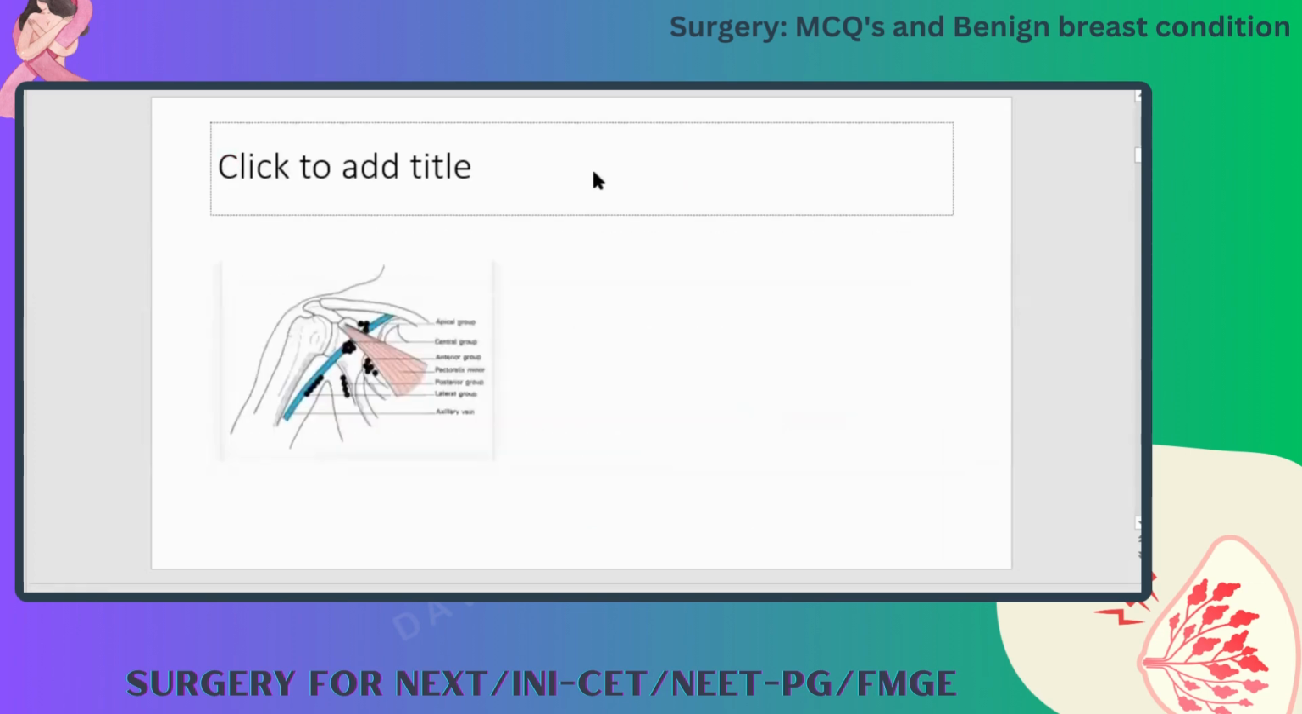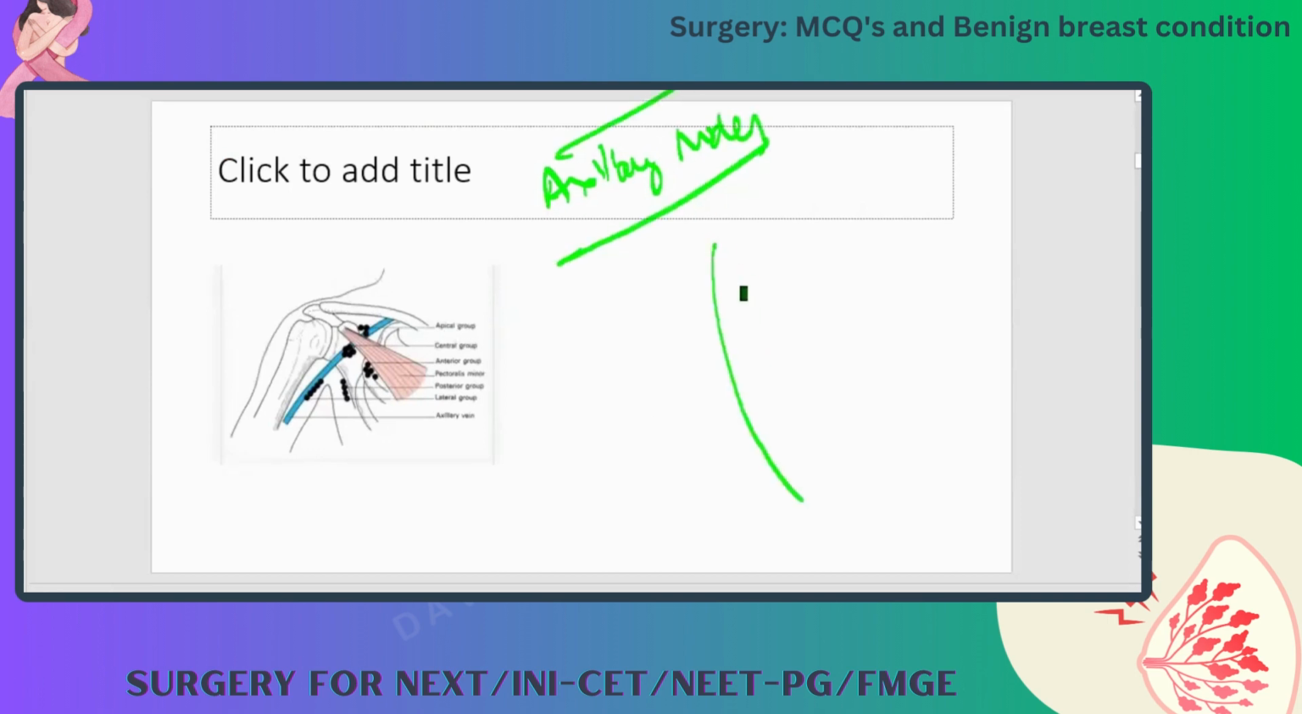So I am talking about axillary lymph nodes. The pectoralis major and minor muscles will be like this. There are 3 groups of lymph nodes: level 1, level 2, and level 3.